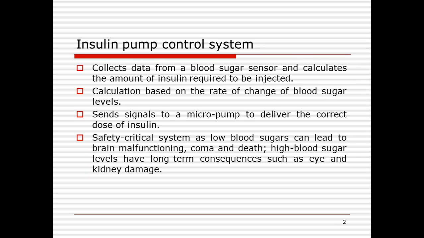So basically this system is a safety critical system. Here the system cannot afford to miscalculate, and it has to be always up. The system has to be always ready to inject insulin.